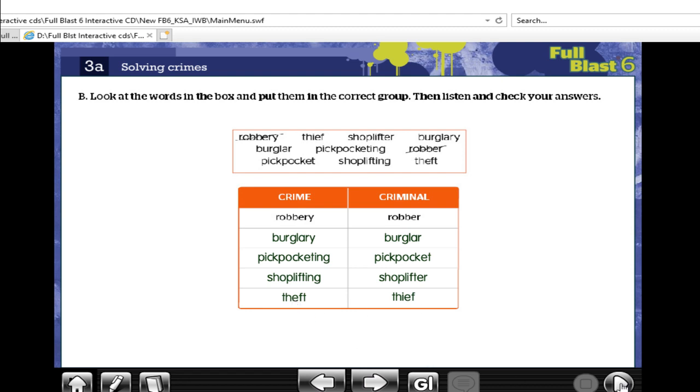Theft, thief. Listen. B. Look at the words in the box and put them in the correct group. Then listen and check your answers. Crime. Criminal. Robbery. Robber. Burglary. Burglar. Pickpocketing. Pickpocket. Shoplifting. Shoplifter. Theft. Thief.